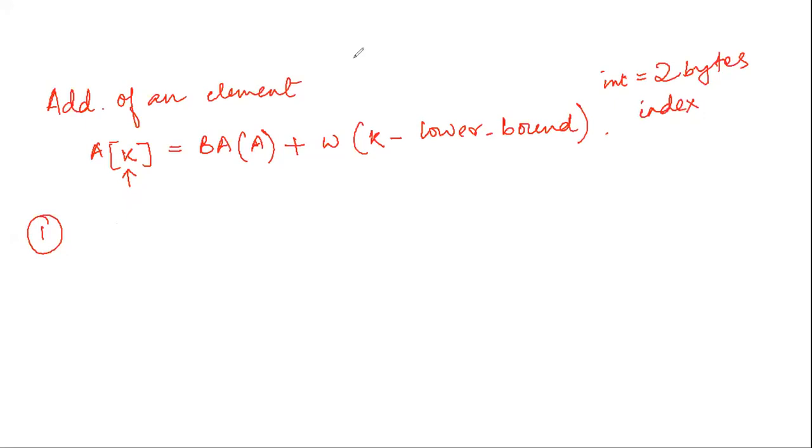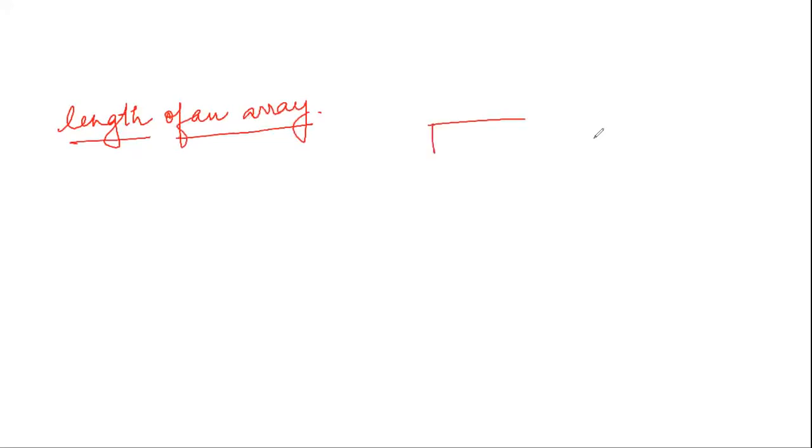The next thing which we will be learning is calculating the length of an array. Suppose I start from this location and I have this many divisions. I start from 0, 1, 2, 3, 4. So what is the length of my array? Can anyone say? 5, right? 5.